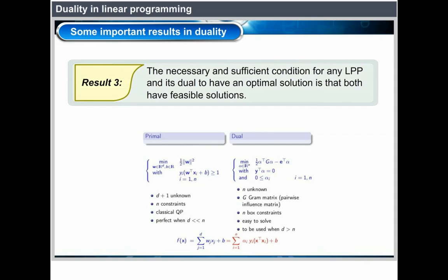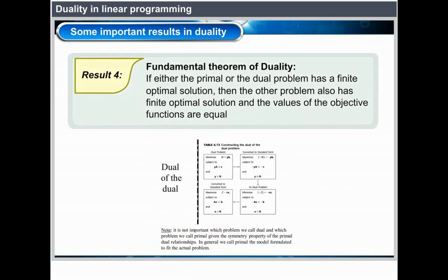Result 3. The necessary and sufficient condition for any LPP and its dual to have an optimal solution is that both have feasible solutions.